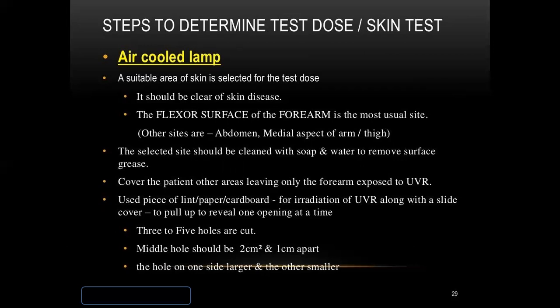Cover the patient's other areas, leaving only the forearm exposed to the UVR. Use a piece of cardboard for irradiation of UVR along with a slide cover to pull up to reveal one opening at a time. 3 to 5 holes are cut. The middle hole should be 2 centimeters square and 1 centimeter apart.